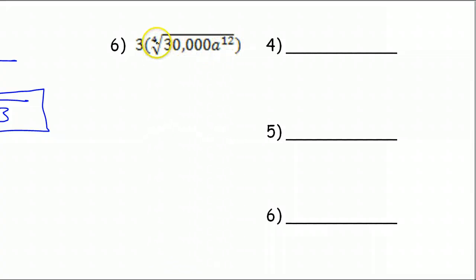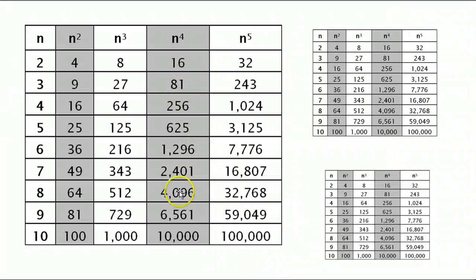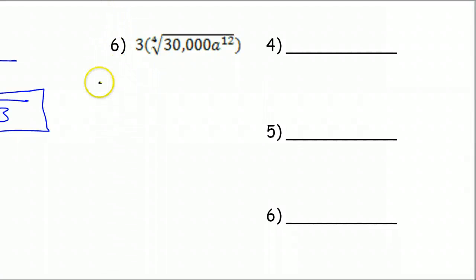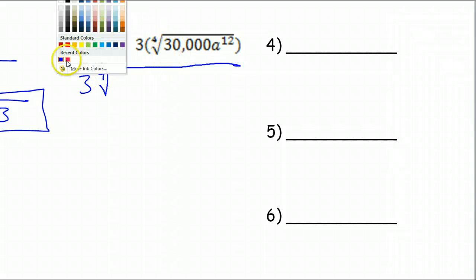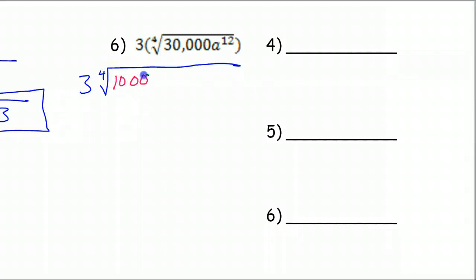Alright. The 4th root of 30,000. Now looking at the table, 4th root, I can do the 4th root of 10,000. So let's see what I can do with that. So let's break this down. I've got that 3, that's not going anywhere for a while. Okay, fine. So I've got the 4th root. I can do 10,000, I saw that on the chart. So 10,000 times 3 will be 30,000. Okay, so there you go.